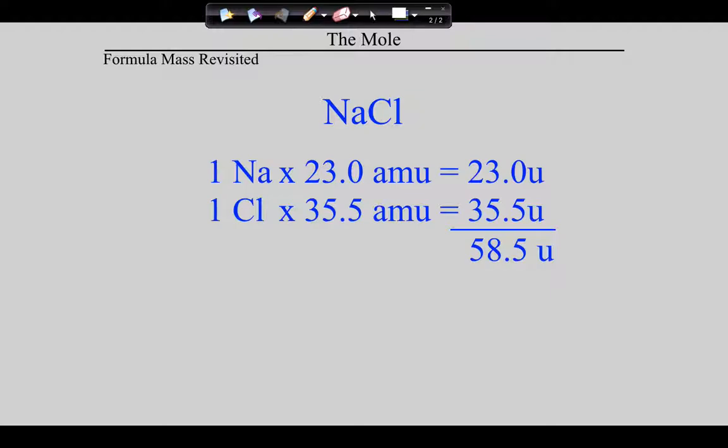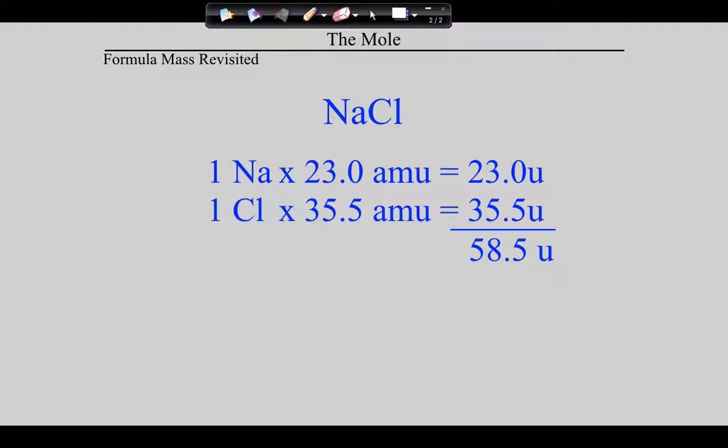So let's talk about why. So guys, what is this number? That's the formula mass of sodium chloride. We got the numbers off the periodic table. We did the math. We added them up. We got a number in atomic mass units. Now, guys, let's put this in context. How much salt are we talking about when we're talking about 58.5 atomic mass units of salt? How much salt are we talking about?